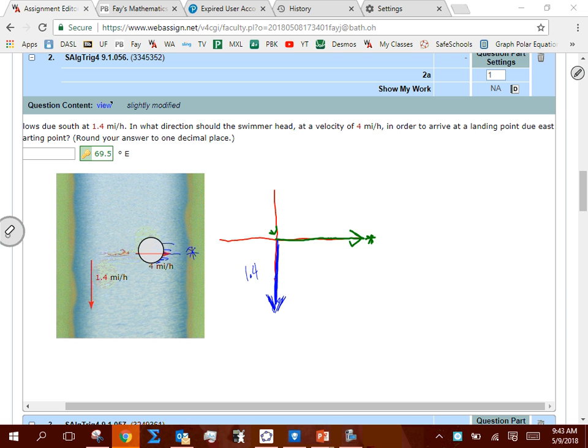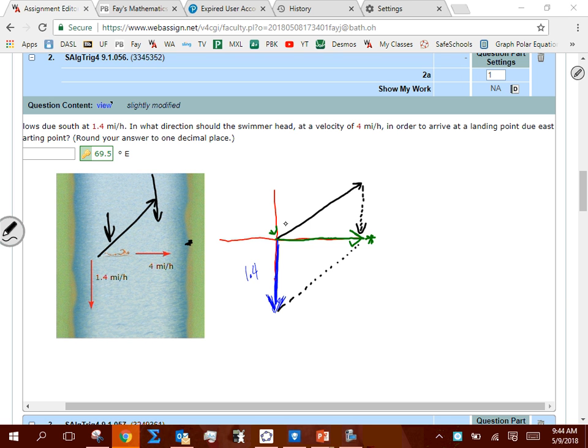If the current is flowing that direction, don't I need to swim that way so that it pushes me down to get over here? Does that make sense? So I'm looking essentially at that vector there. Would that vector right there be the same as that vector? And that blue one is going to be maybe the same as that one, right?